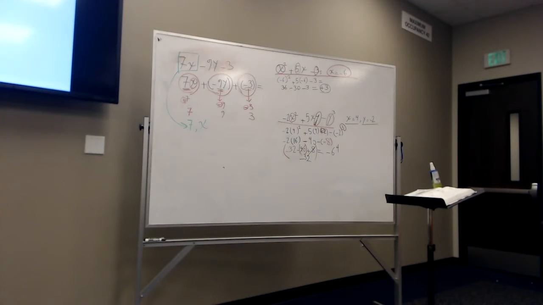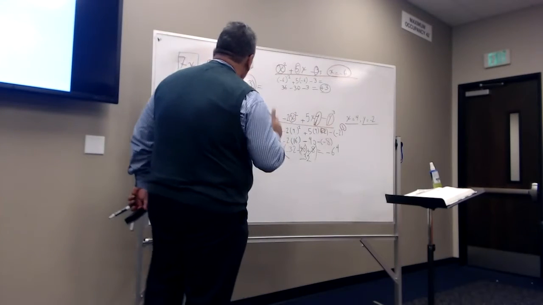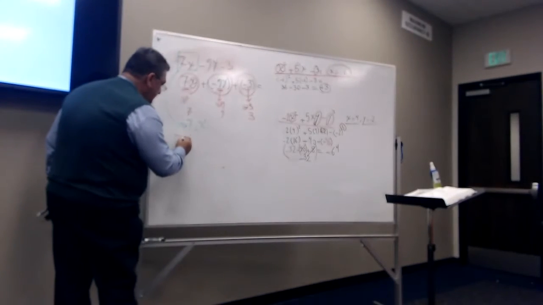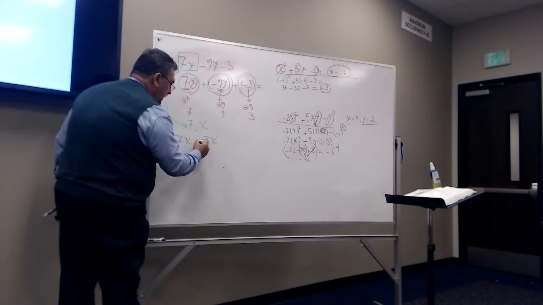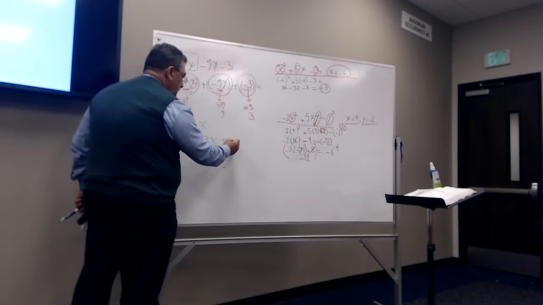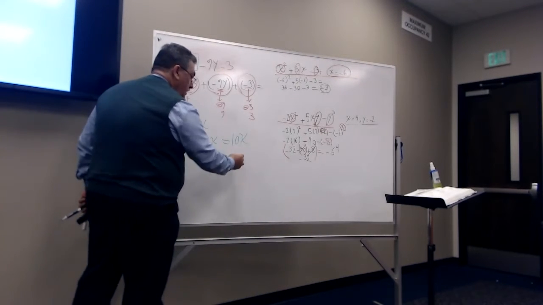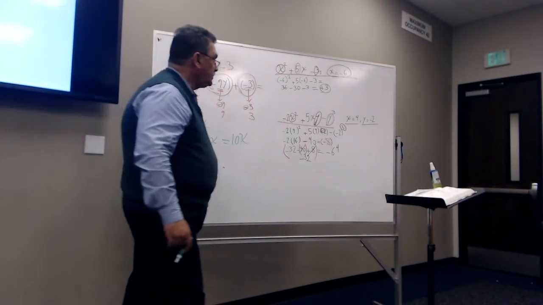Then like terms are terms that have the same variable. 3x, 7x. You can add them, you can subtract them. If you add them, you get 10x. Yes? Yes. Now let me ask you a question.